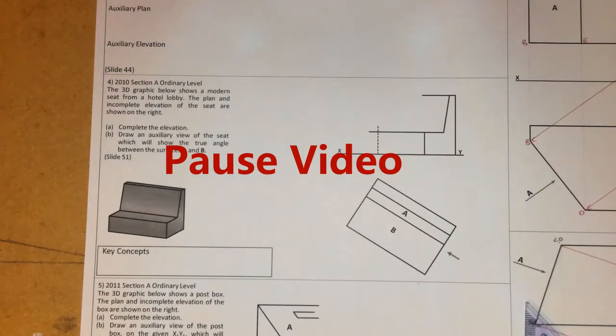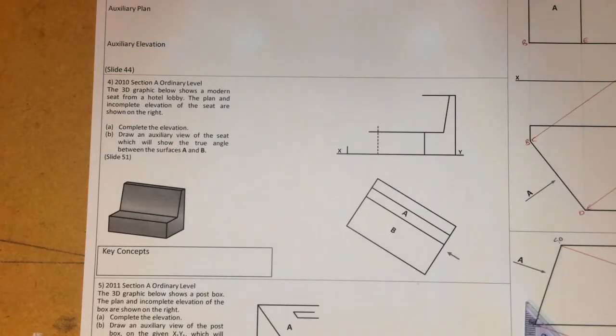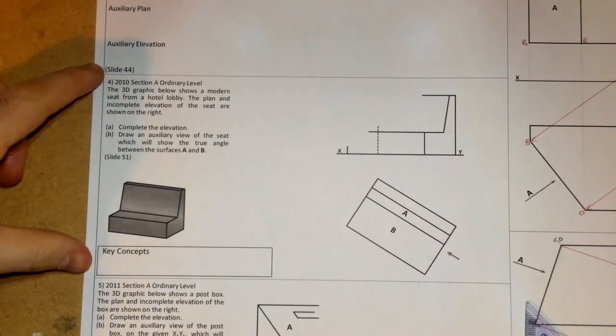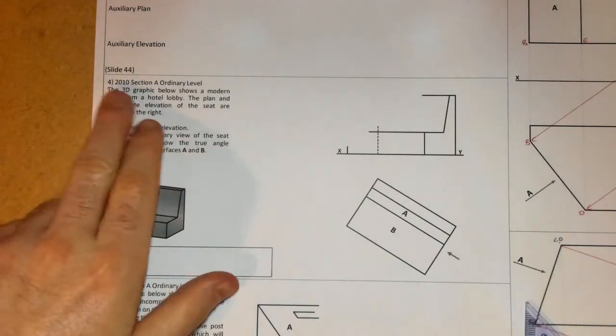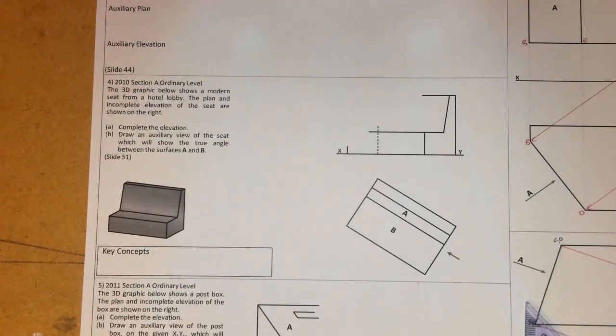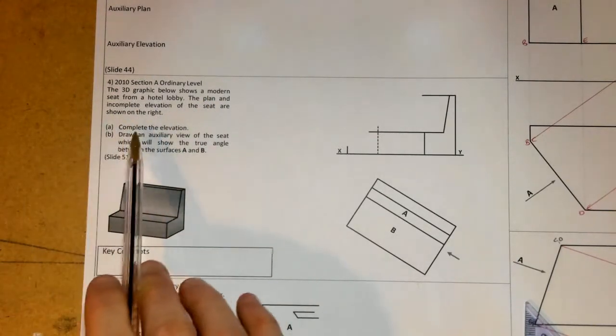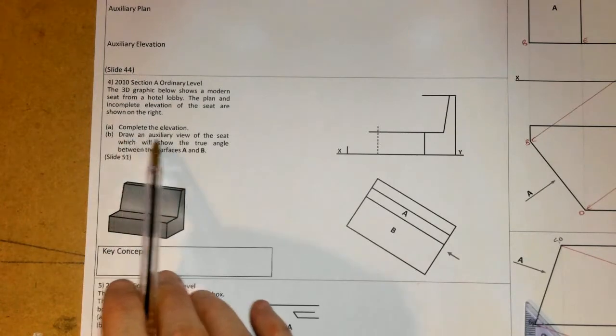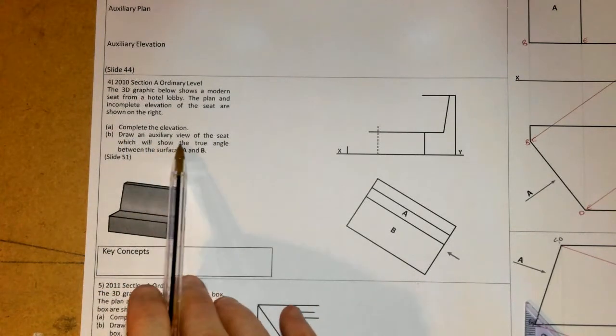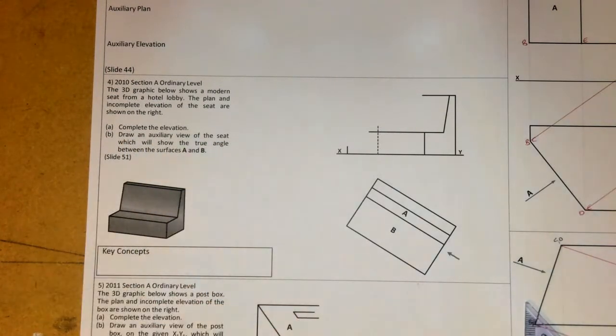Right folks, the next problem we're faced with here is on the same page, question 4. It's actually from 2010, section A, ordinary level. So just going to read the question. It says the 3D graphic shows a modern seat for a hotel lobby. Okay, so we can see the 3D graphic here. The plan and incomplete elevation of the seat are shown on the right. Complete the elevation first of all, and then draw an auxiliary view of the seat which will show the true angle between surfaces A and B.